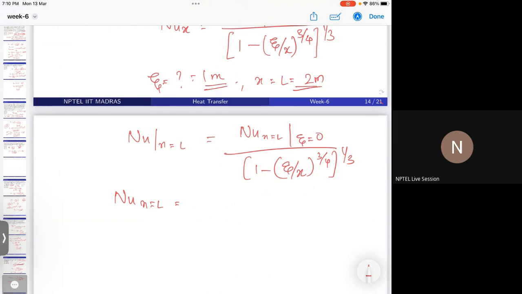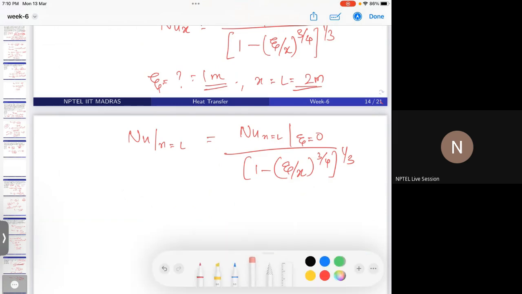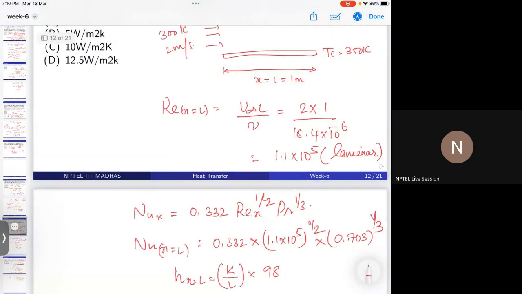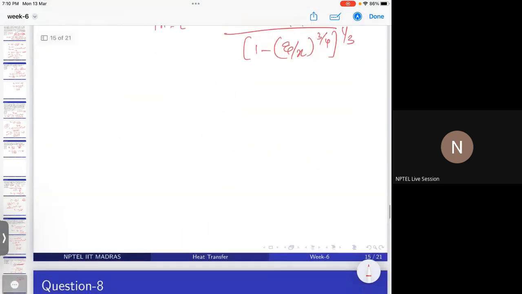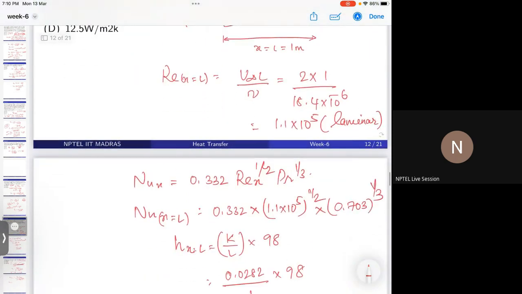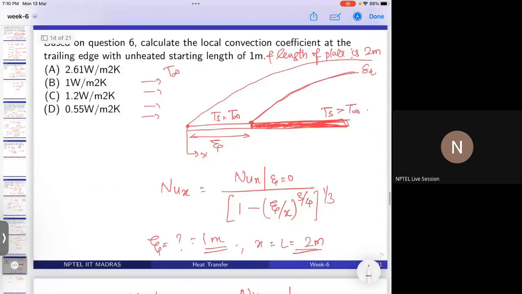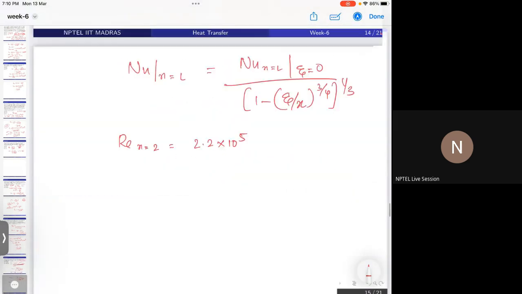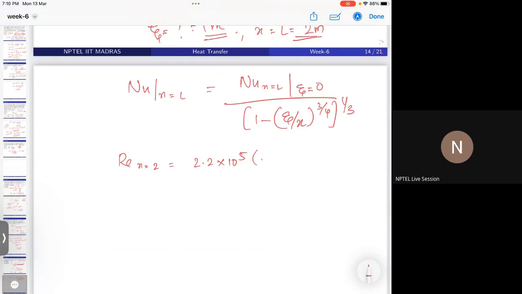For that you have to find out the Reynolds number. It's just multiply this one by 2 because the length we are multiplying by 2. So the Reynolds number will be 2 times this value. So it is 2.2 something into 10 raised to 5. Okay. So still it is a laminar region.